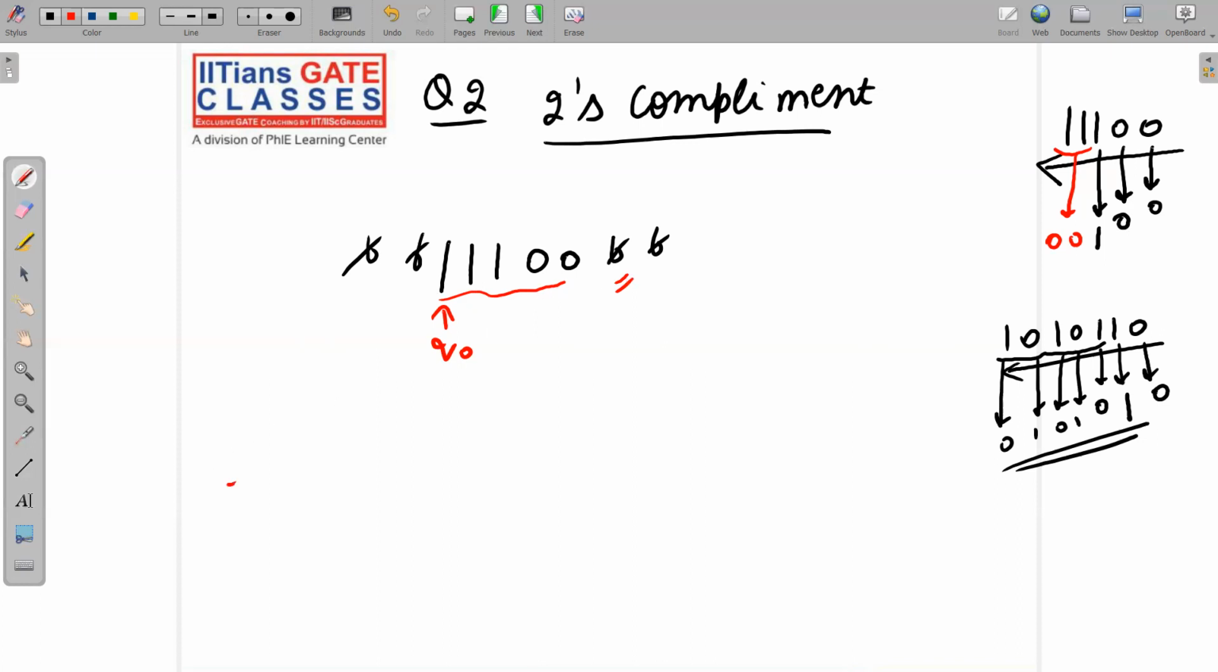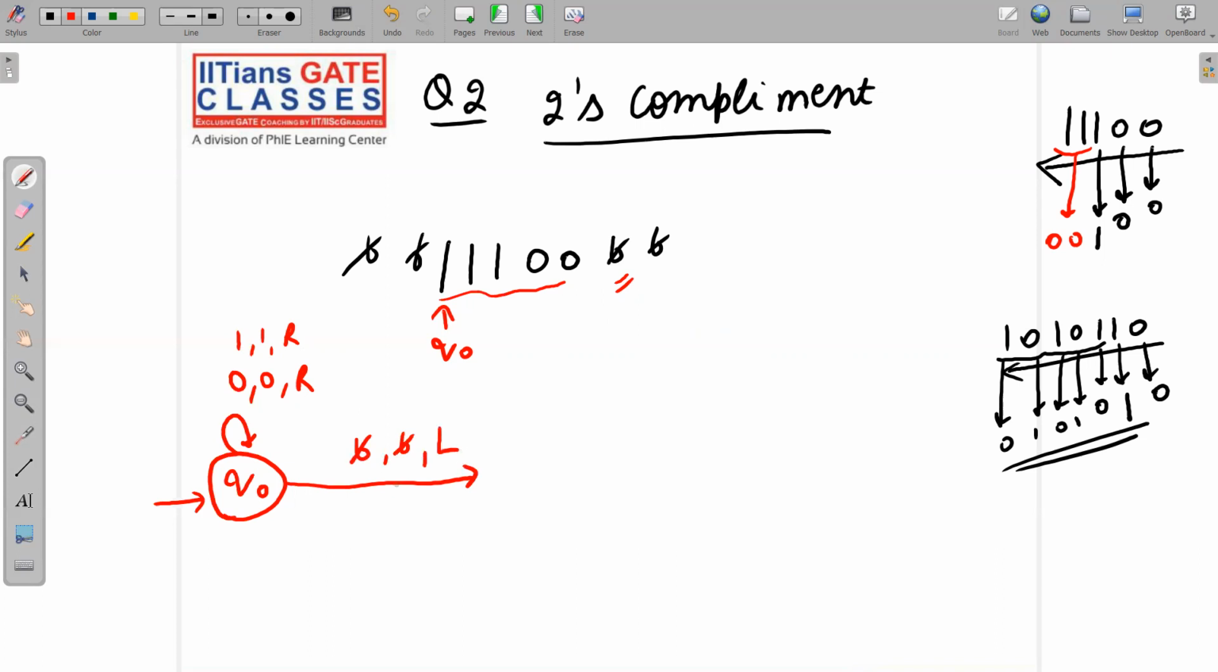So directly, what I want to say is: initial state Q0. It will ignore the zero, or directly I'm saying 0 will remain as 0, it will move towards the right. 1 will remain as 1, it will move towards the right. It will keep on moving right till it finds the blank. So Q0 will find the blank. Blank will remain as blank, and it will move towards the left, and the state will be changed to Q1.